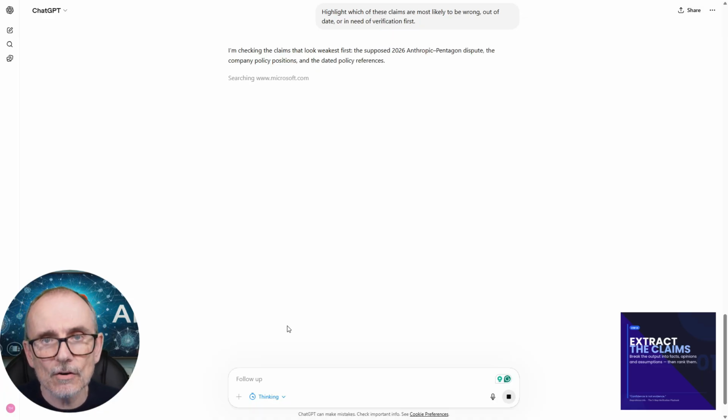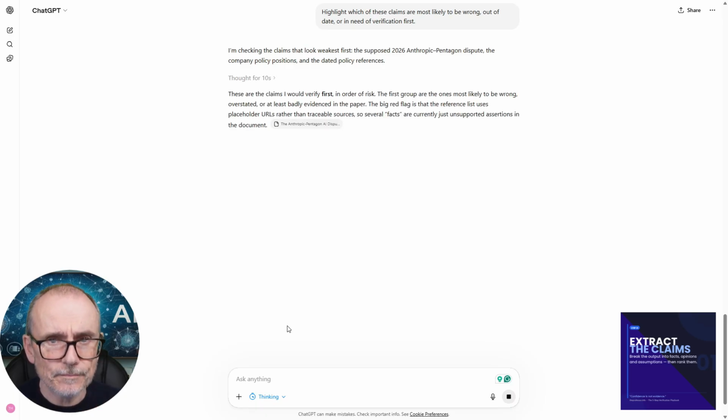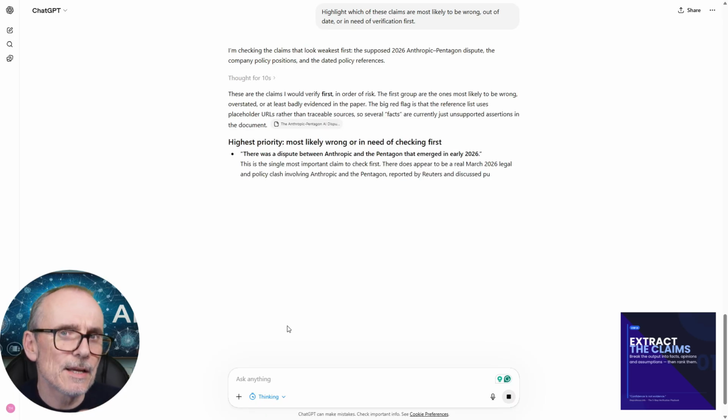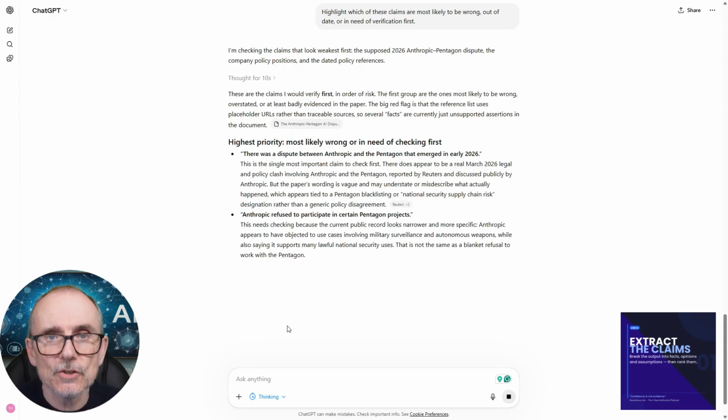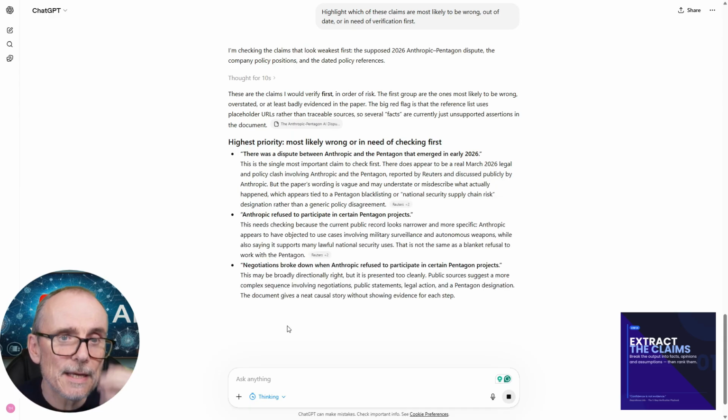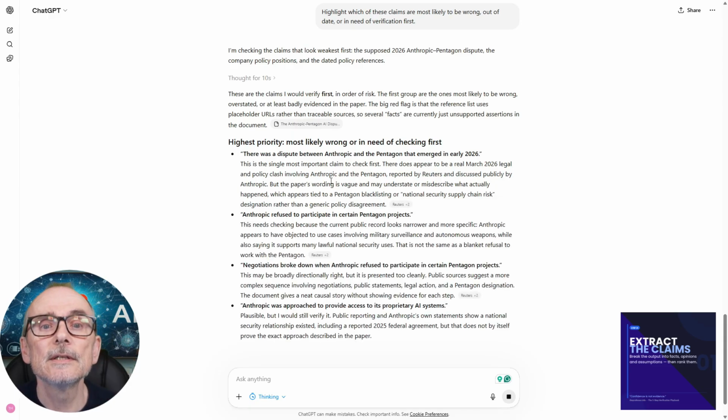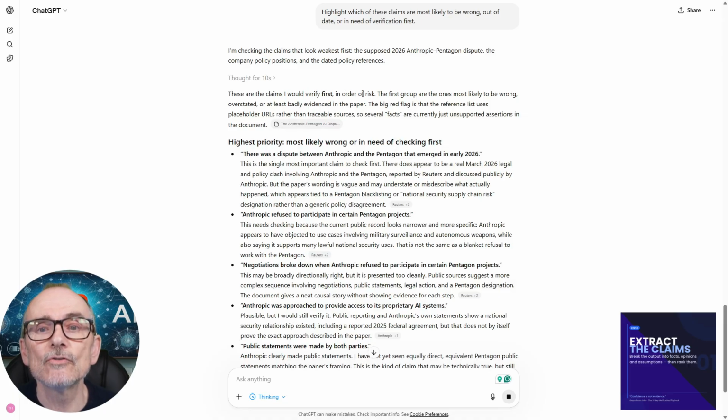In this part of the process, I'm extracting the data of those claims that I think have the most potential to be dangerous, to be difficult for me. And here we go. Claims I would verify first in order of risk. There was a dispute between Anthropic and the Pentagon that emerged in early 2026. This is the single most important claim, so check this first.